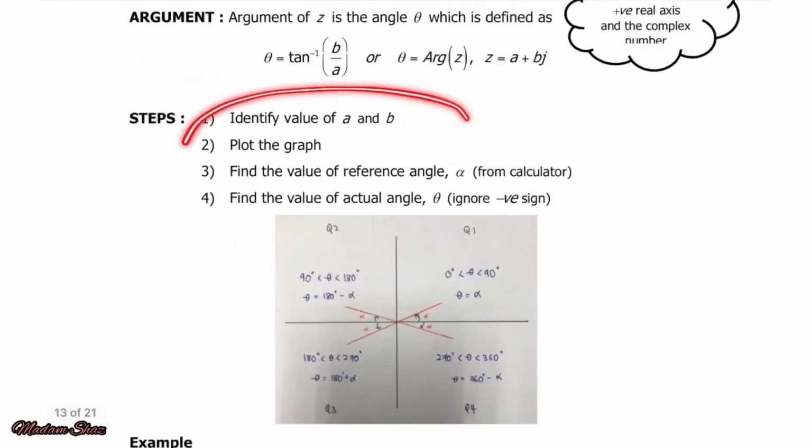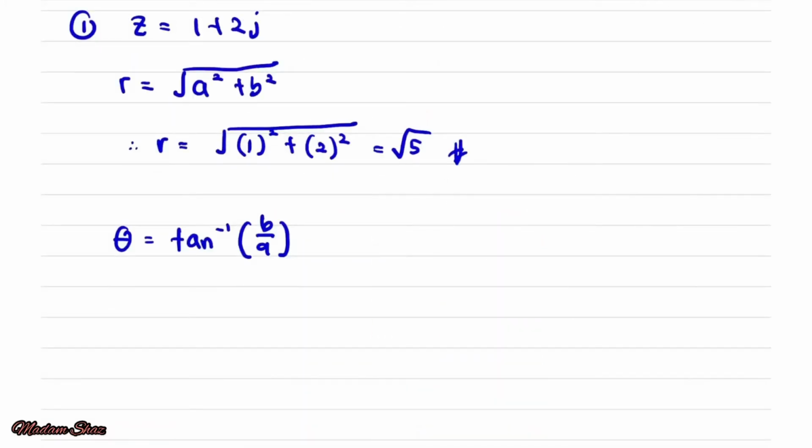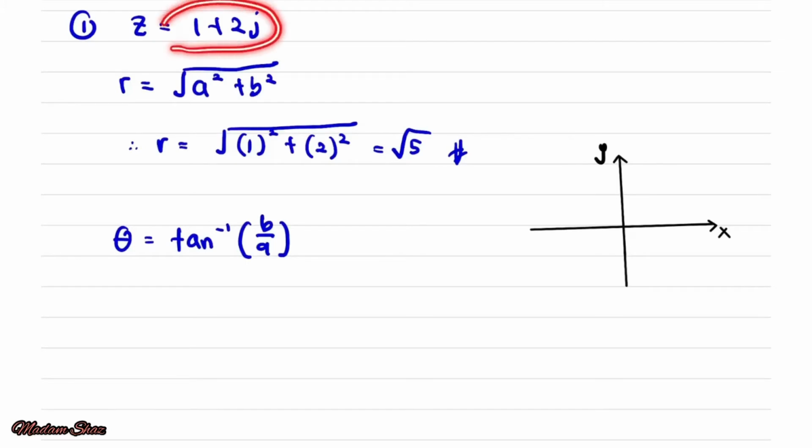So by referring to the steps here, step 1, identify the values for A and B. So this one, there is no problem. Step 2, plot the graph. So in order to plot the graph, you have to refer to your complex number. So make an axis here. So you should have X and you should have your Y. So from your complex number, you have Z is equal to 1 plus 2J.